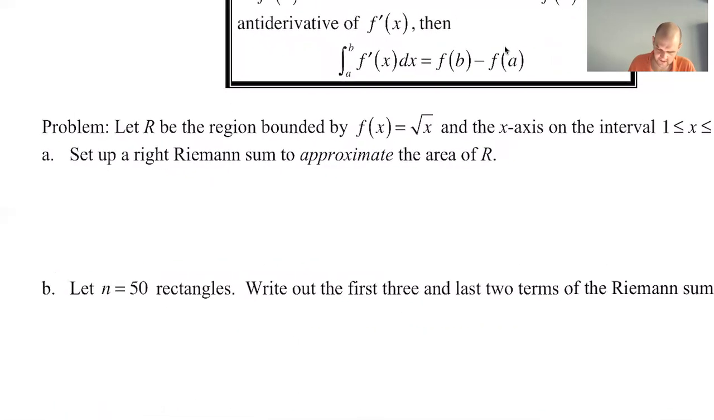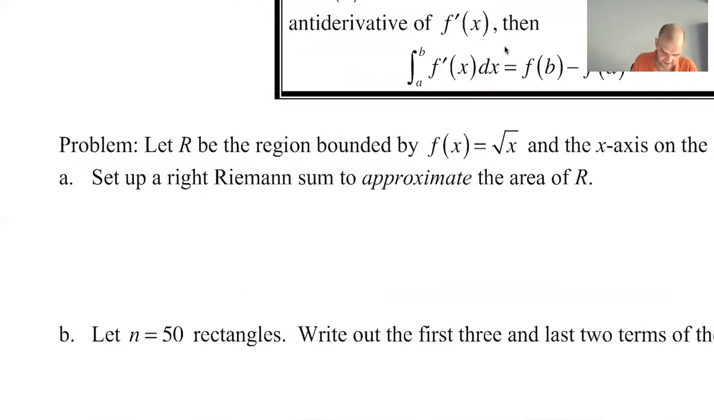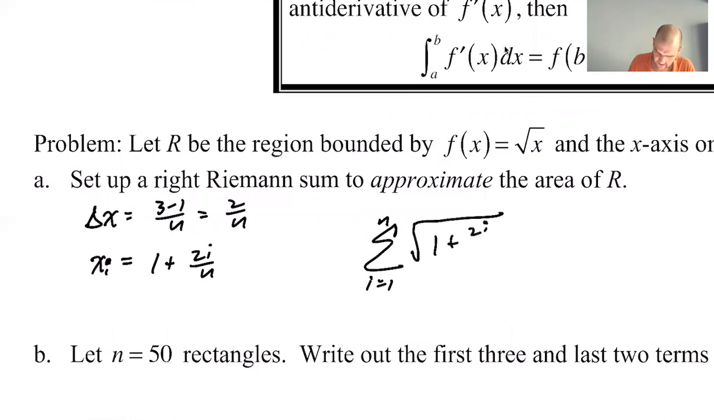Set up a right Riemann sum to approximate the area. All right. Well, we need delta x. So delta x is 3 minus 1 over n, so 2 over n. x sub i is going to be where we start plus i delta x, so 1 plus 2i over n. So our approximation will be the sum from 1 to n of f of x sub i, the square root of 1 plus 2i over n, and then delta x, so 2 over n.